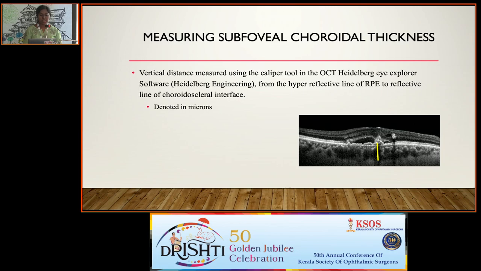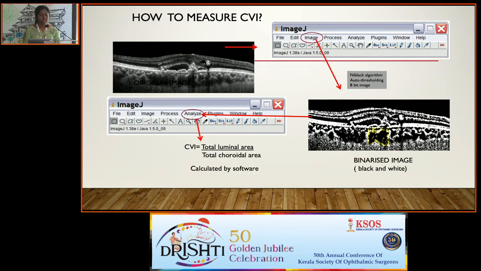Now, how to measure subfoveal choroidal thickness? For measuring subfoveal choroidal thickness, using a caliper tool, we have taken the vertical distance from the hyperreflective line of retinal pigment epithelium to the reflective layer of choroidoscleral interface. Now, how to measure choroidal vascularity index?